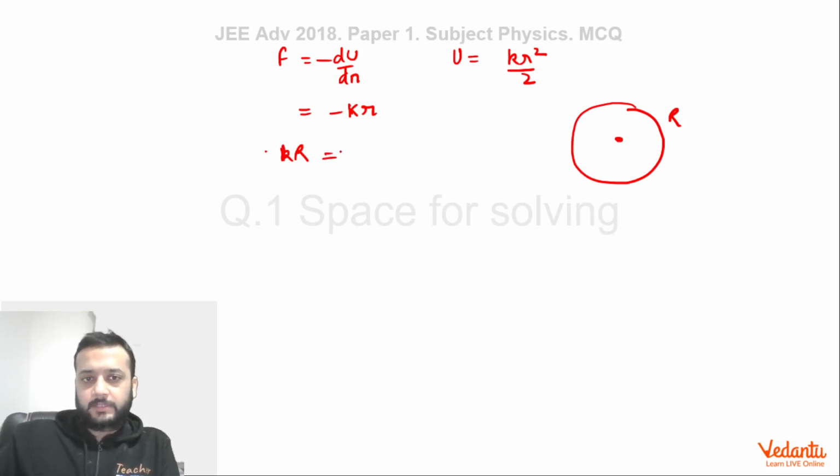So basically this will be equal to mv square by r. So from here we can see that velocity or speed comes out to be under root of k by m into r. This is the value of the speed.